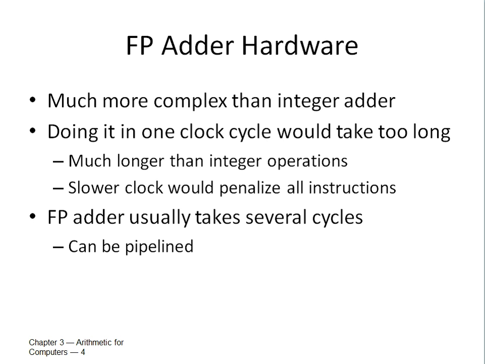It is a little bit worse. We'll talk about the hardware for it in a sec in more detail, but it is more complicated than integer addition. Doing it in one clock cycle means that clock would have to be really slow. So we have to do multiple clock cycles. Since it's several clock cycles, we can pipeline it, which we'll talk about in class in a few days. But to handle pipelining, it has to be multiple cycles.